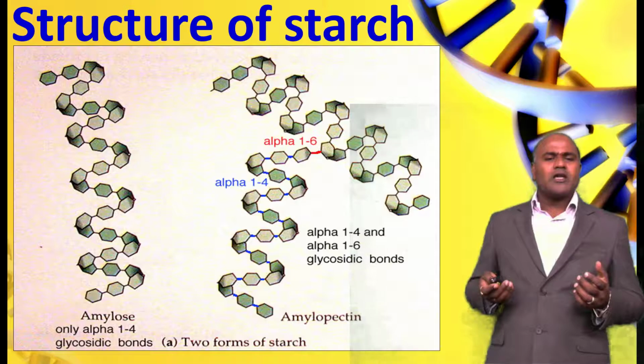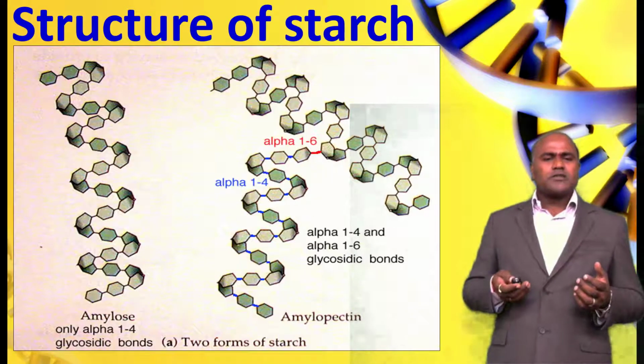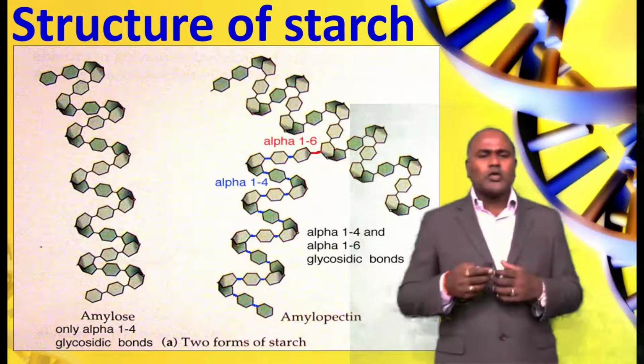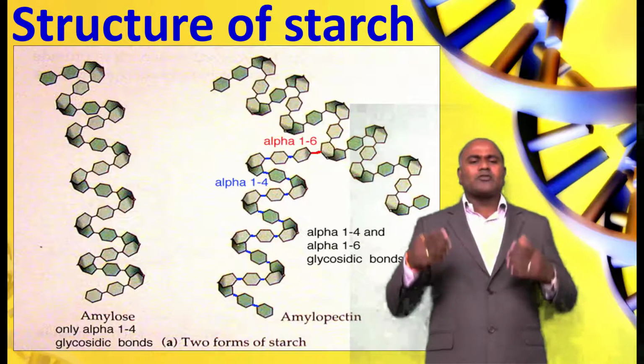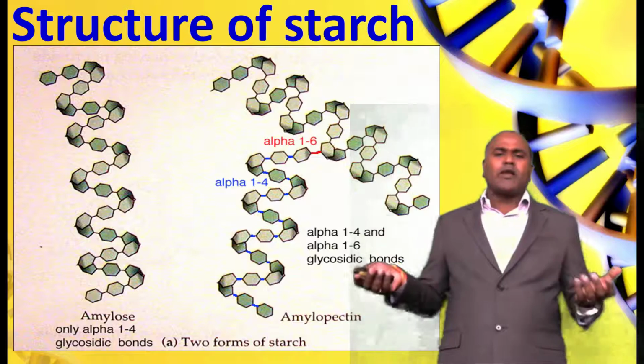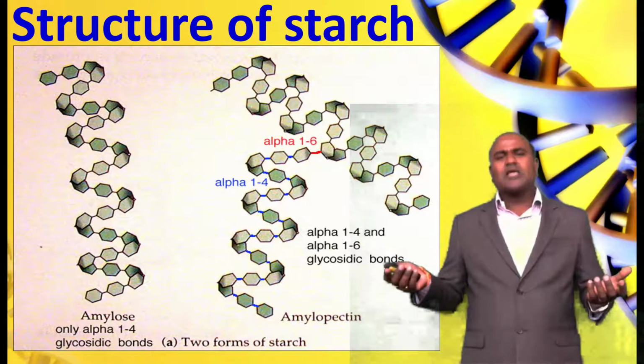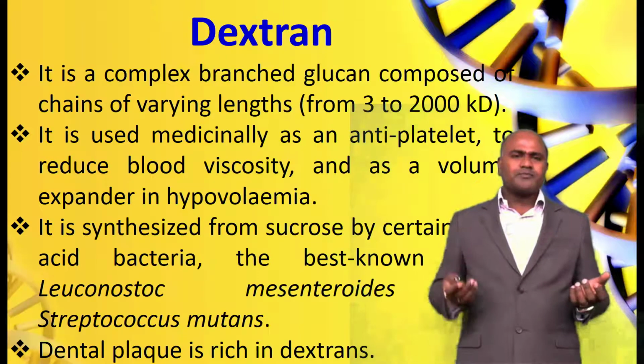In the structure of starch here, you can see alpha glucose. You can see one sugar molecule linked to another sugar molecule by an alpha 1,4 glycosidic bond linkage, whereas in amylopectin, you can see alpha 1,4 and 1,6 glycosidic bond linkages.